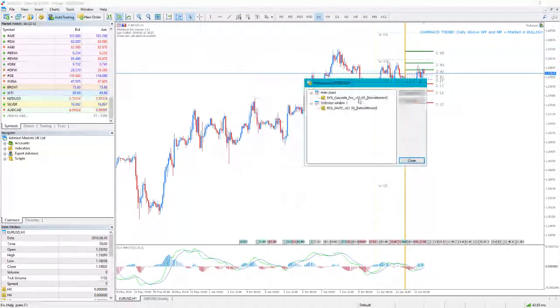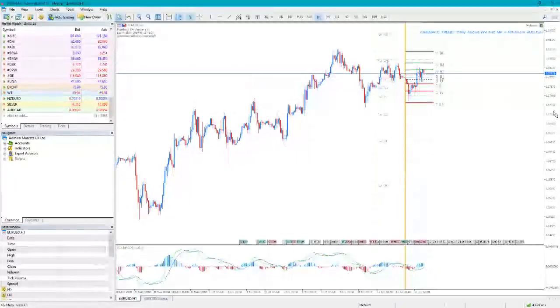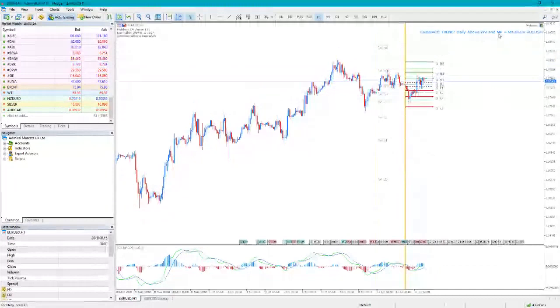And it always calculates the trend based on the inputs. If the daily is above weekly and monthly, the market is bullish. If the daily is below, the market is bearish. If it's in between, the market is ranging. But this is good because you still can base your analysis on the pivot points.